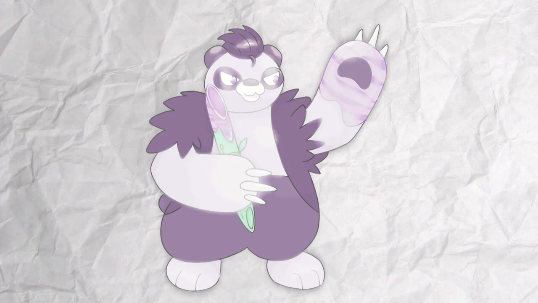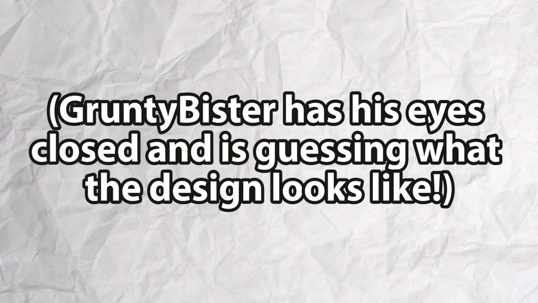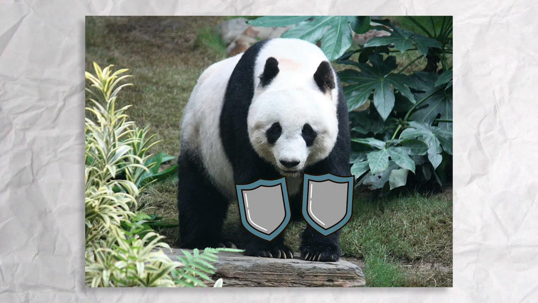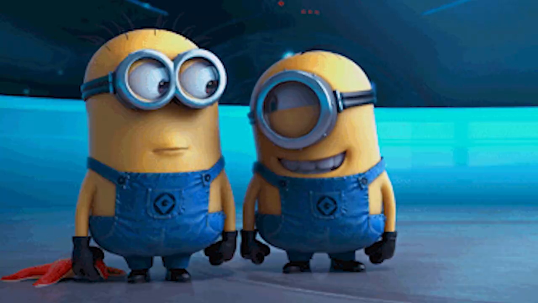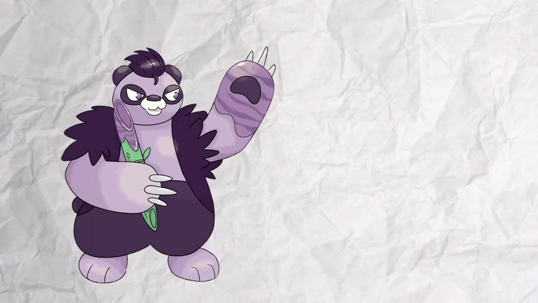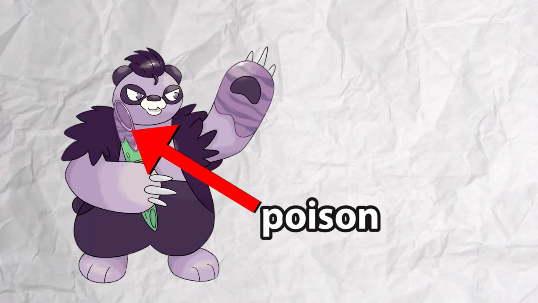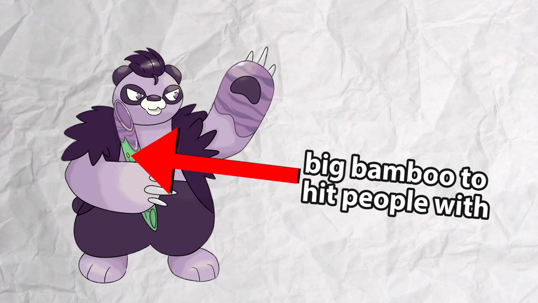It evolves into Pandanide. I'm gonna guess that this has like shields on its arms. Oh, that would have been cool. Really buff. Oh. And it's like a street fighter. Oh, it's actually kind of calm. Let me explain it. So this is poison and this is poison. It's a big bamboo that it hits people with, like you said, like a metal bat.